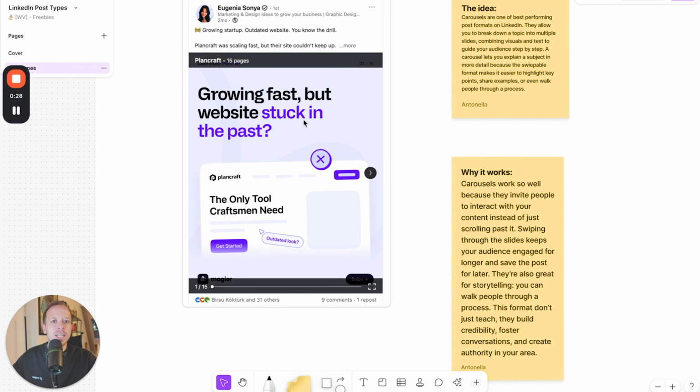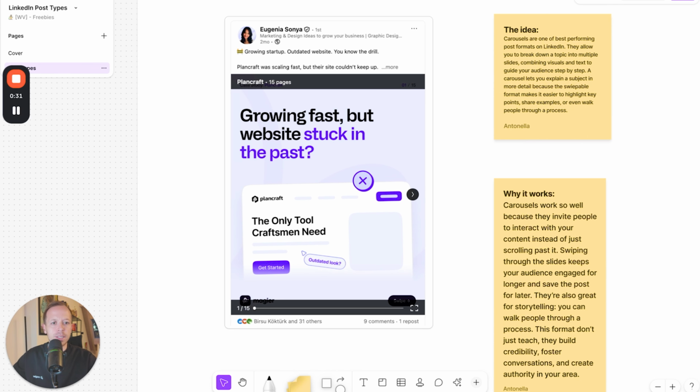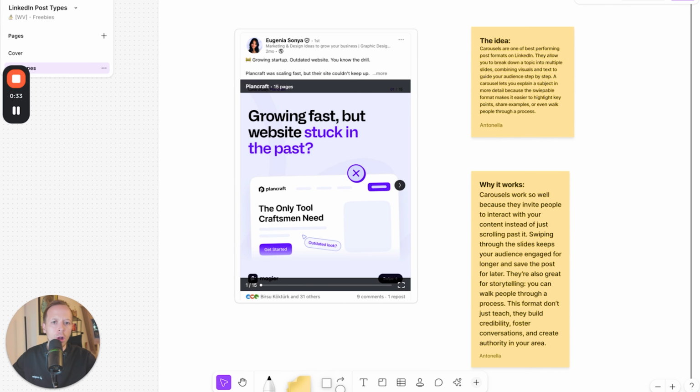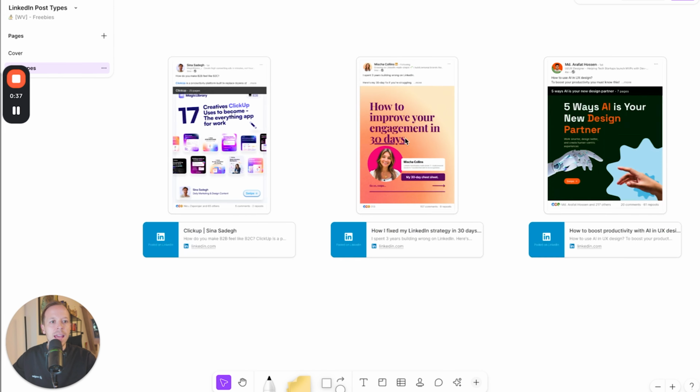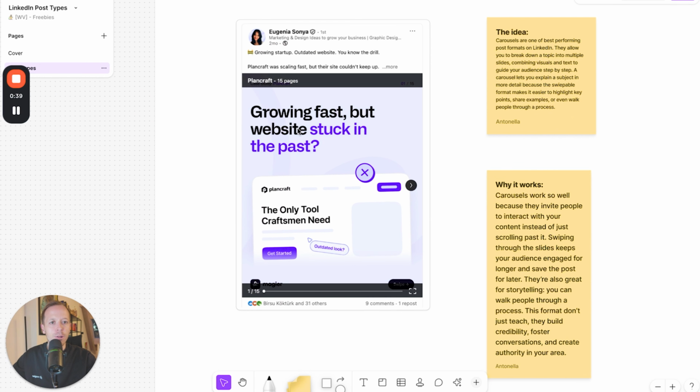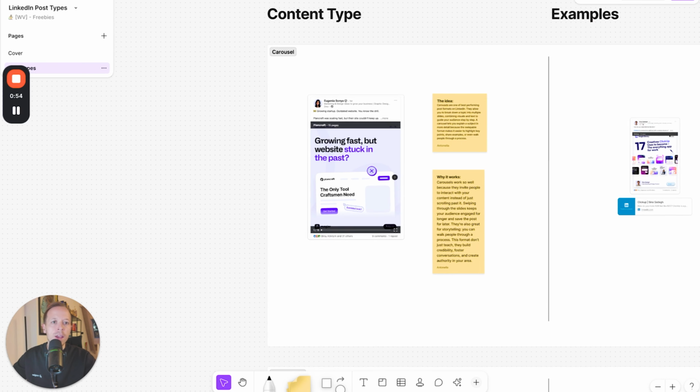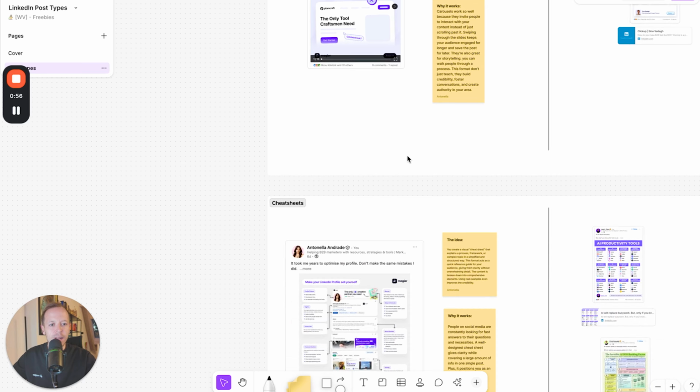So the first content type obviously is a carousel. Carousels you will see all the time on LinkedIn. You can use them for most things, for example educational content, and it's very, very good because it's very engaging. People can just scroll through them and they can also save these carousels. For you, the good thing is you can make them visually pleasing, but at the same time you can put a lot of information inside. So carousels, always a good idea.